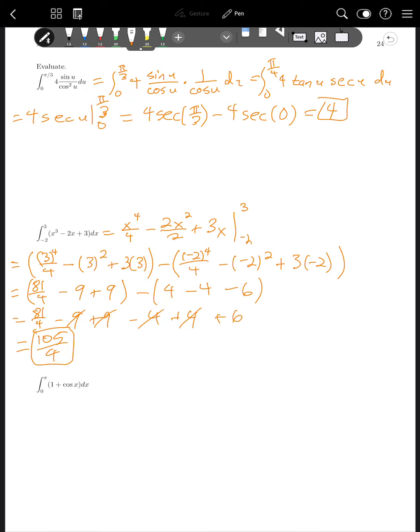And once again, once you've done the antiderivatives, you could plug this in your calculator, and it would do the rest of it for you.